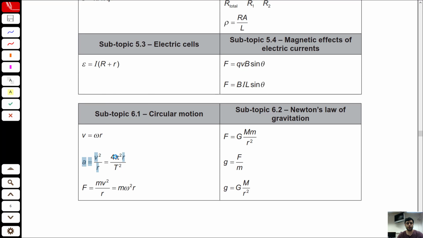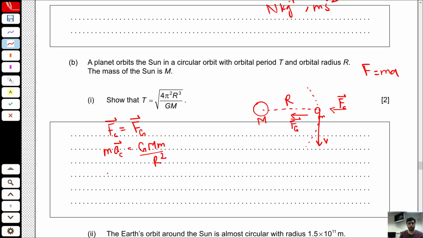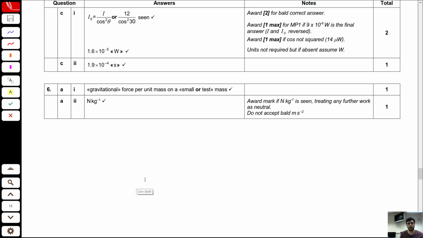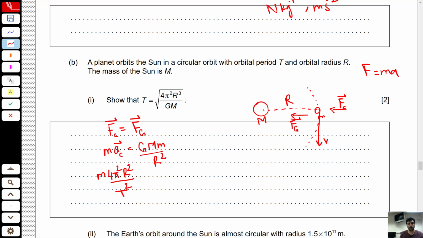So you can use either one of them, but we will use the one that has the time period in it. So we will use this one. Centripetal acceleration is 4 pi square r over t squared. So t is the time period. So we will replace this centripetal acceleration by 4 pi square r over t square. Is it correct? Oh no, there's no square here. So ignore this square.